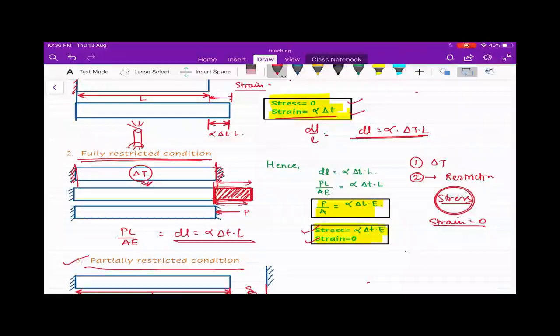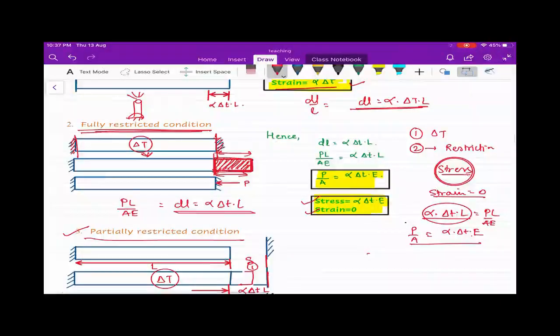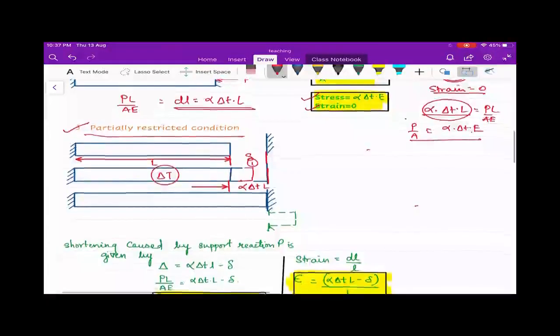So if I talk about this restricted value, it will be alpha into delta T into L, and this is the deformation which is restricted. If I compare it with PL by AE, I will get the stress value. So stress value will be equal to alpha into delta T into E. Is it okay? So in the fully restricted condition, stress will be there and strain will be equal to 0. So how much stress will be there? It is alpha into delta T into E.